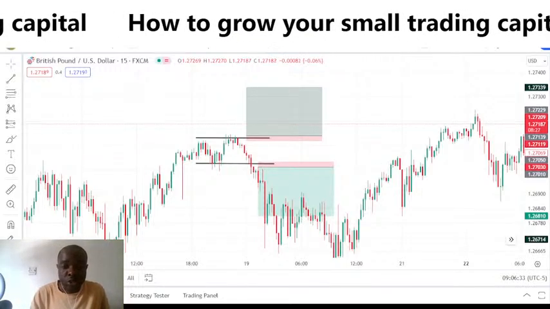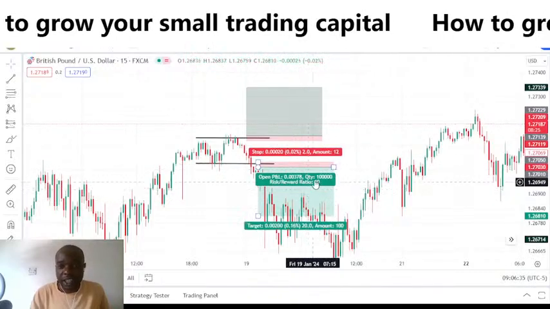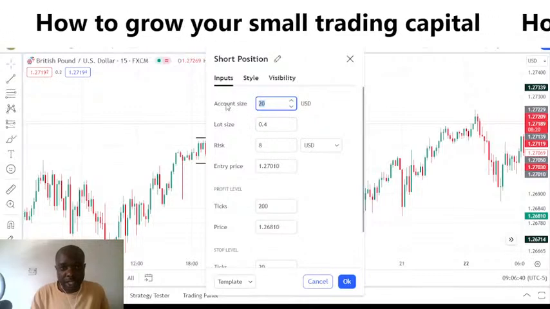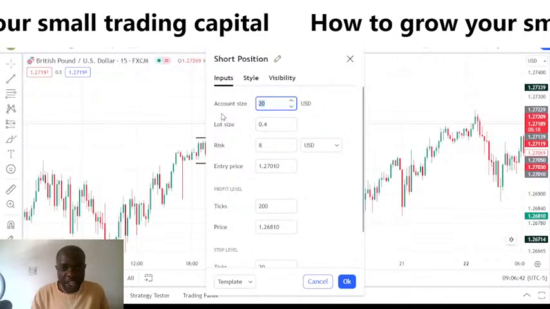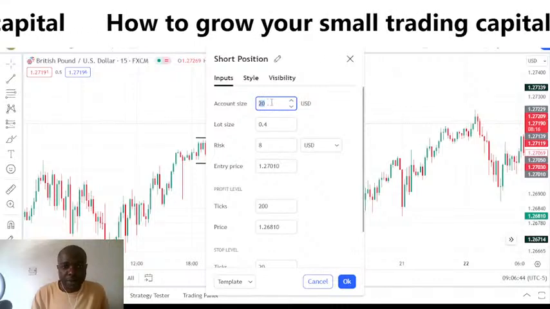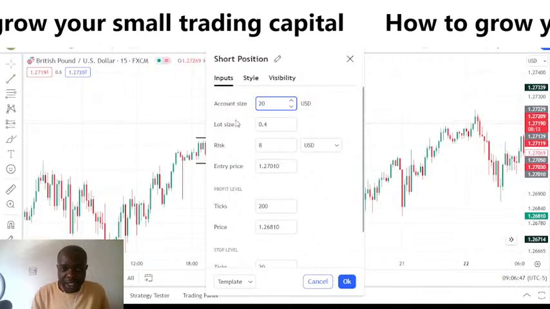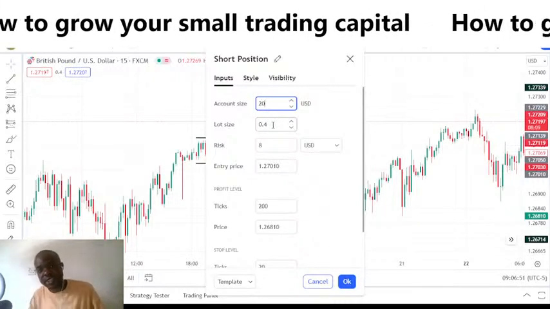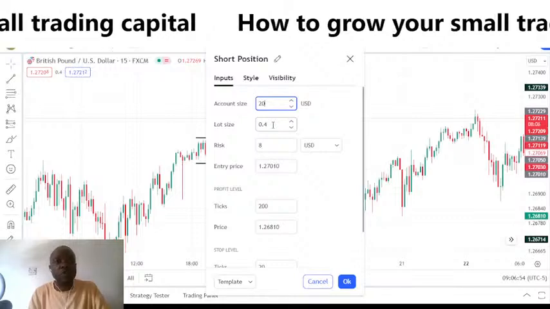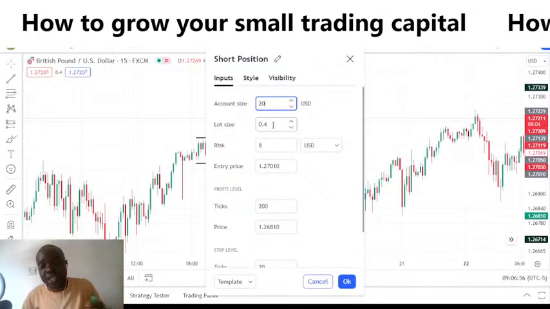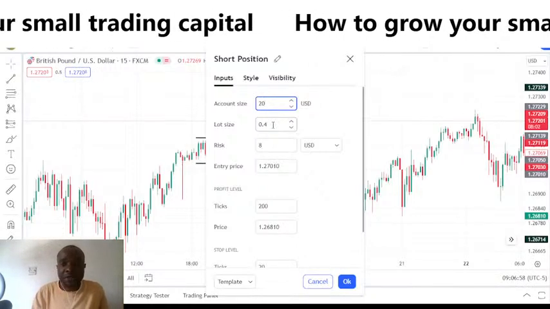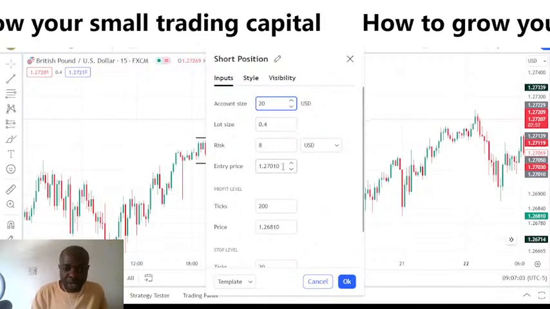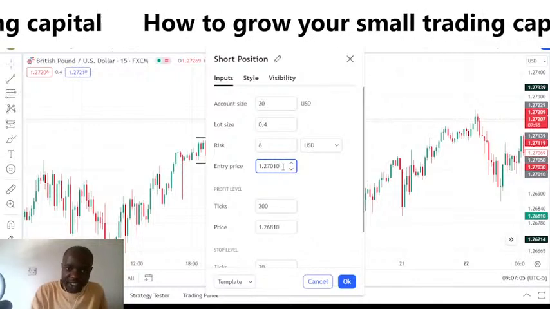When you take a look at this chart now, you can see the short position. I use $20 capital, 0.4 lot size. You copy this 0.4, then put it inside your Meta 4 or Meta 5 platform. Then the price, you copy this price and put it inside.